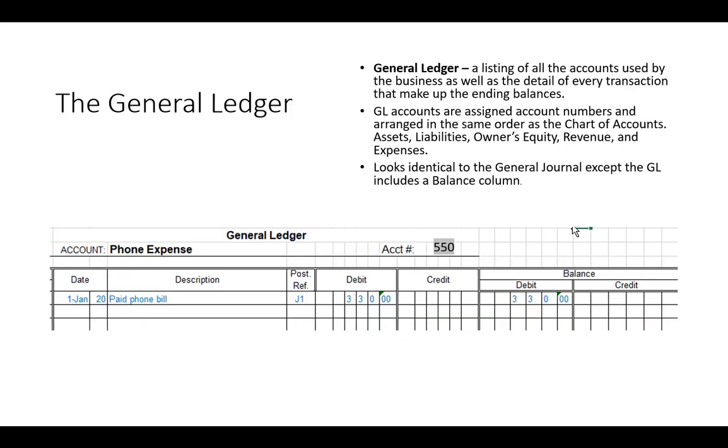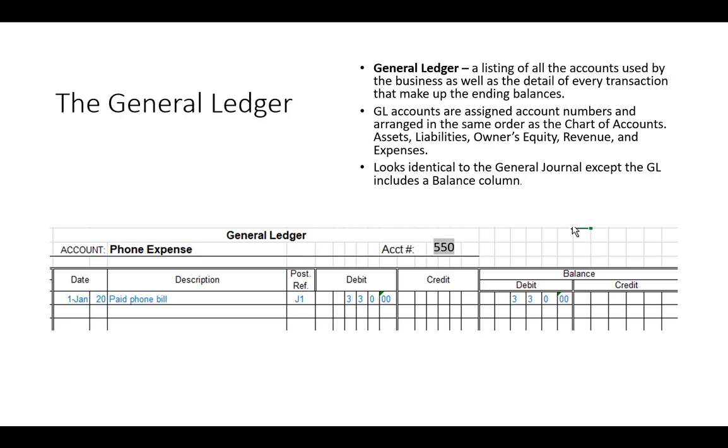Moving on to step 3 in our process, we're now ready to post to the general ledger. But first, what is a general ledger? This is a listing of all the accounts used by the business as well as the detail of every transaction that is recorded to that particular account. It essentially shows all the detail that makes up the balance of an account.